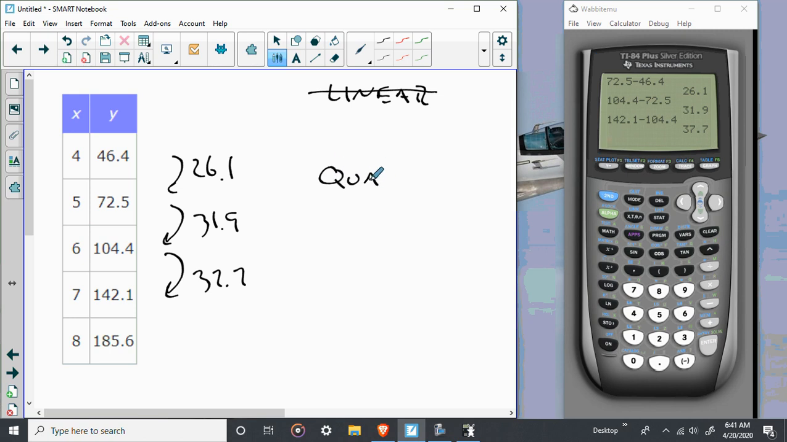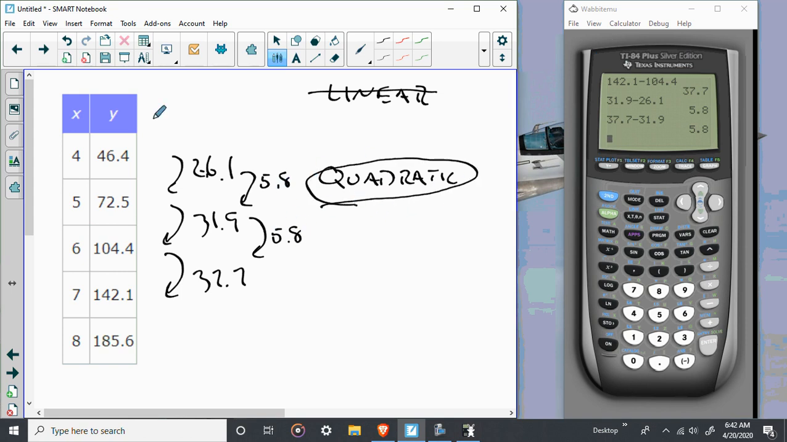Now we want to check if it's quadratic. So now I have to take the differences between these numbers. I'm going to say 31.9 minus 26.1, and 37.7 minus 31.9. If you take a look over here, both of these answers gave us 5.8, right? So this is a difference of 5.8, and this is a difference of 5.8. Since that number is the same, we're going to go ahead and say this is quadratic.